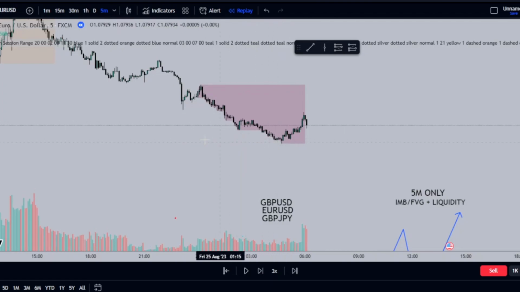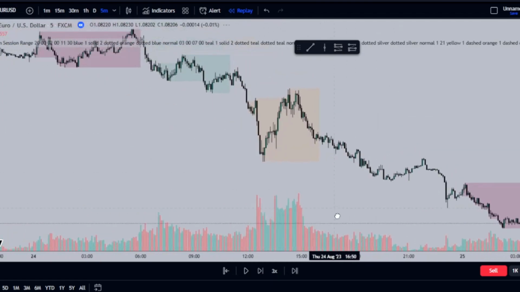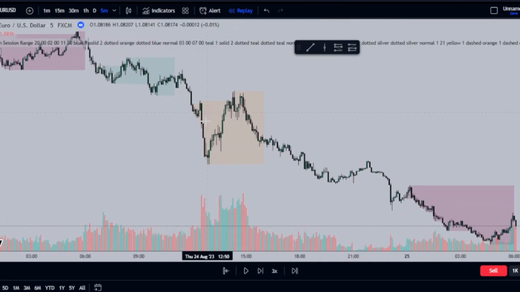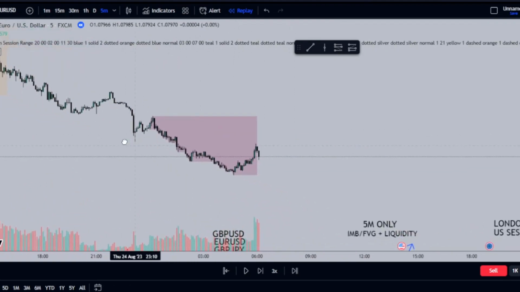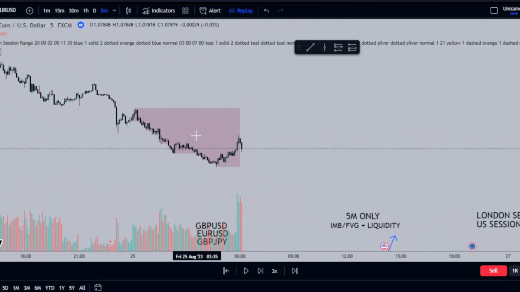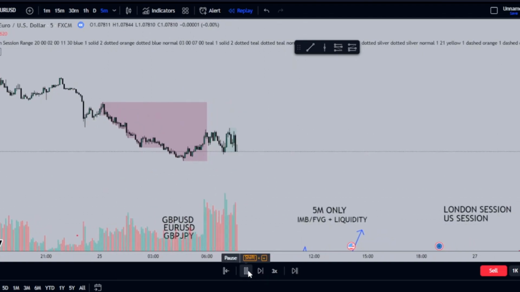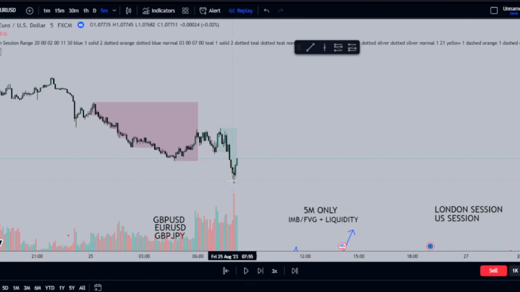This indicator shows us sessions. In this indicator, you can see the Asian session, you can see the London session, and you can see the US session in orange here. Right now it's showing red, so that means that we'll be in the Asian session. As the Asian session progresses, what are we looking for? We're looking for a low. This is our first low, this was our second low.